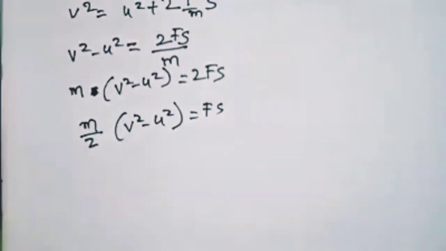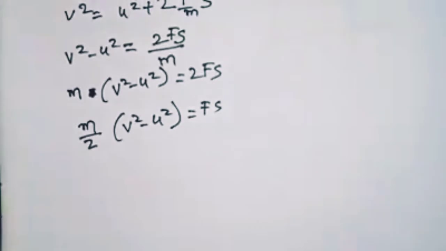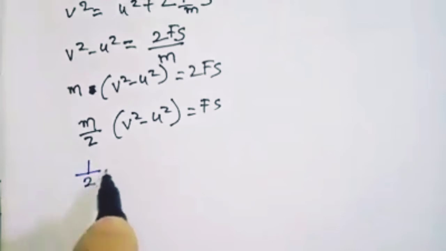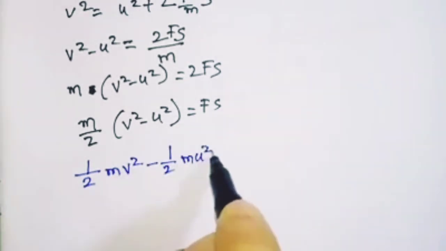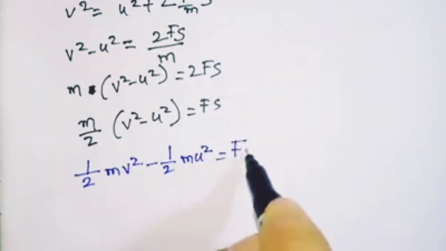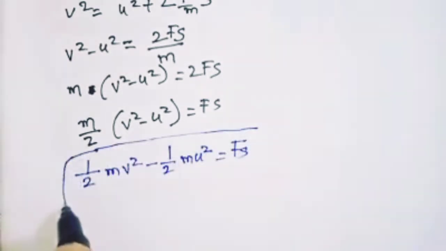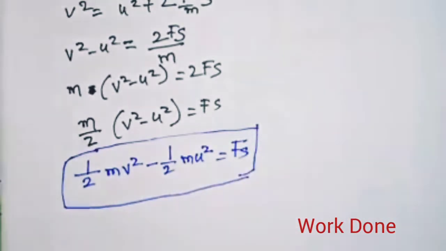Now you will see that we have arrived at the third and the most important formula in physics, which is most commonly used, and this is this one. Solving this, it would be half of mv squared minus half of mu squared equals fs, and this is yet another important formula of physics.